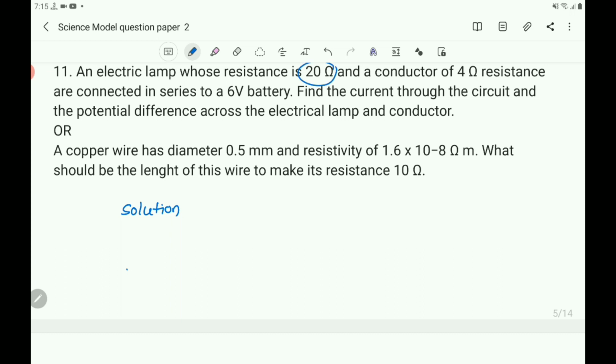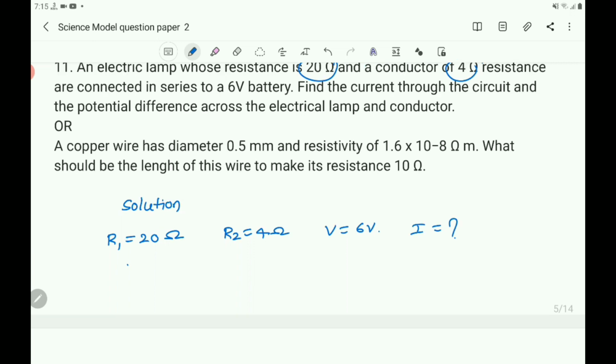Here, what is given? Resistance of the electric lamp and the conductor are given. Let R1 equals 20 ohm, that is the resistance of the electric lamp, and R2 equals 4 ohm, that is the resistance of the conductor. And here potential difference is given, that is V equals 6 volt. And what you have to find out here? Current through the circuit, I equals question mark.